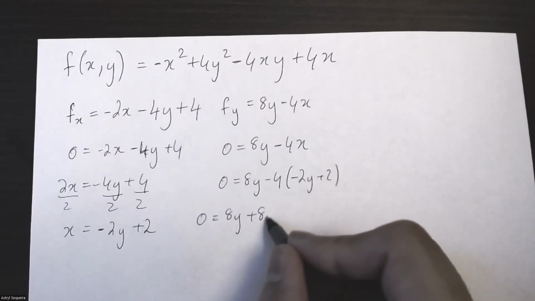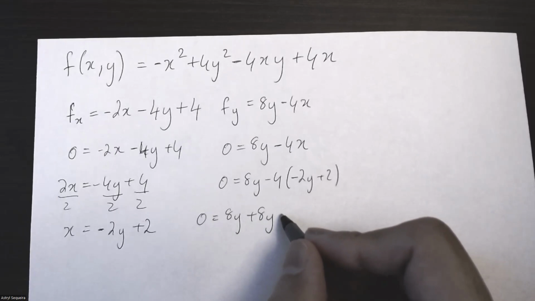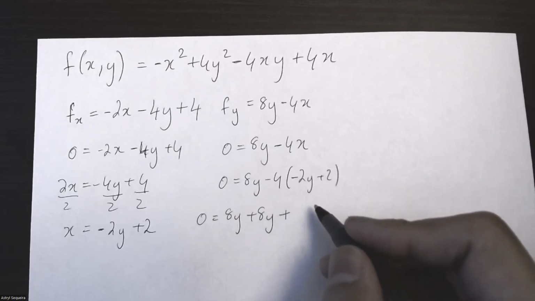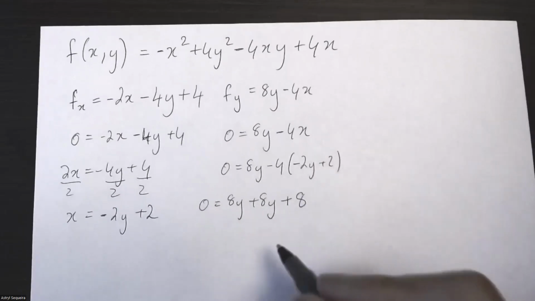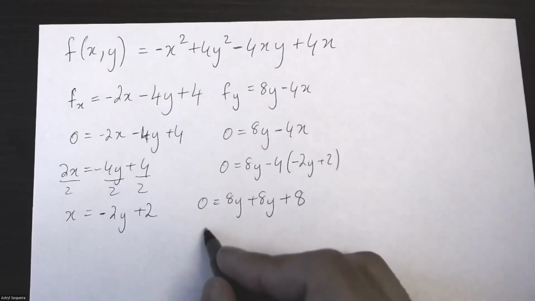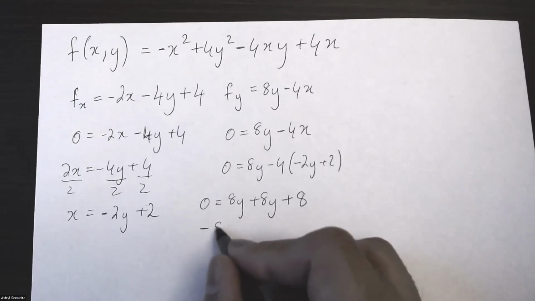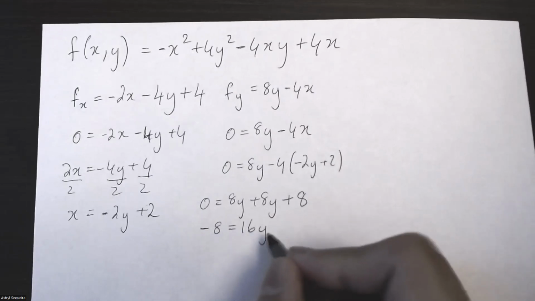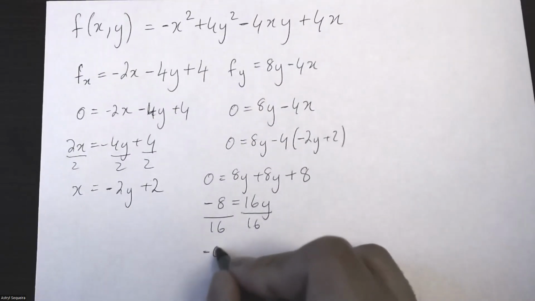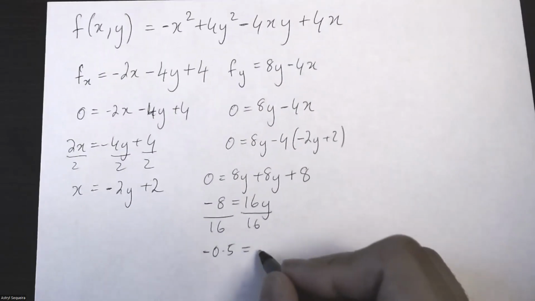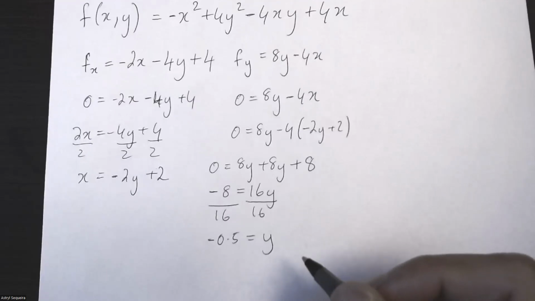That'll be plus another 8y, plus another 8. I'll move the 8 to this side and I'll combine these two like terms. So negative 8 equals 16y and then divide by 16 on both sides. So negative 0.5, or negative 1 over 2, equals y, whichever one is fine.